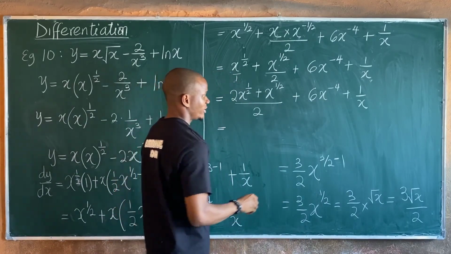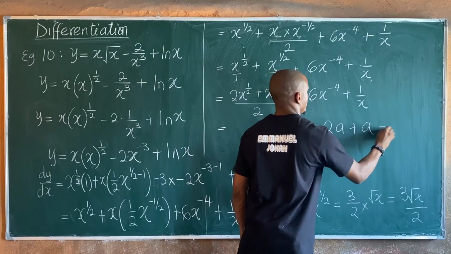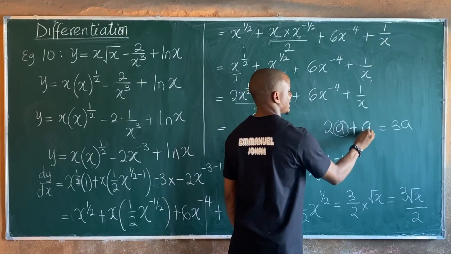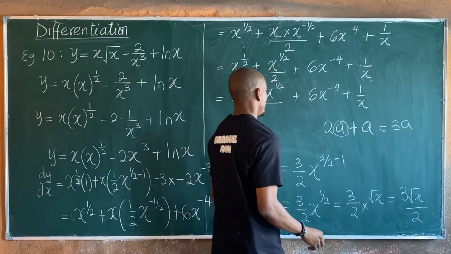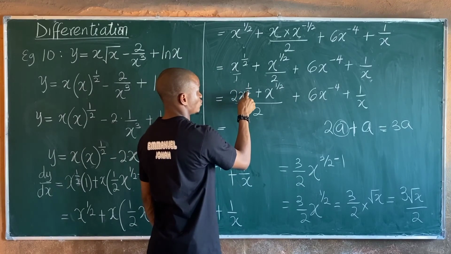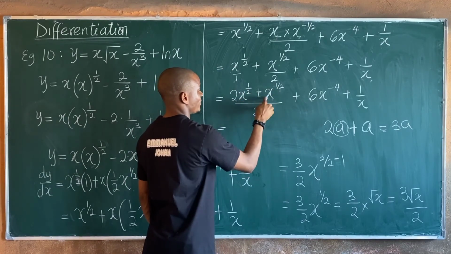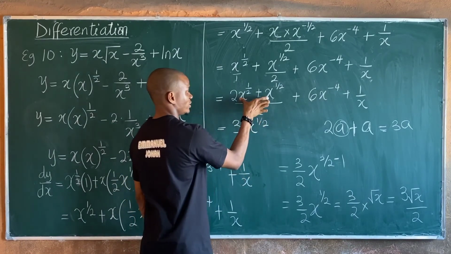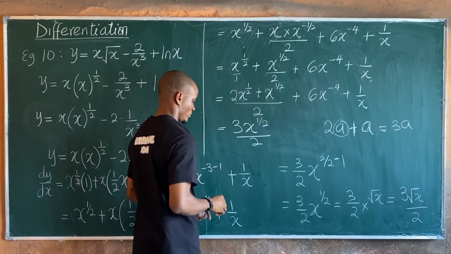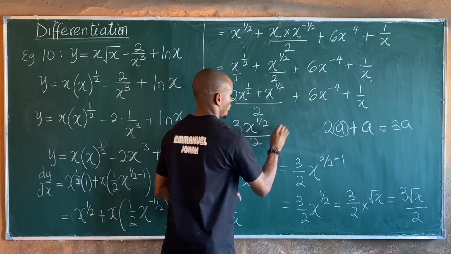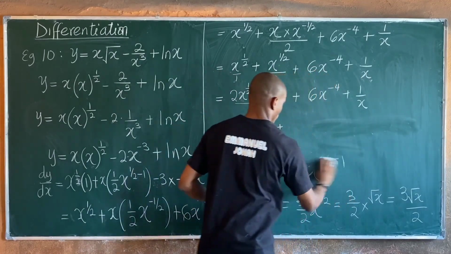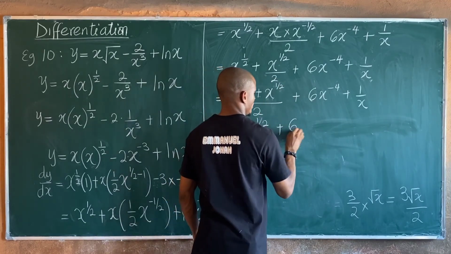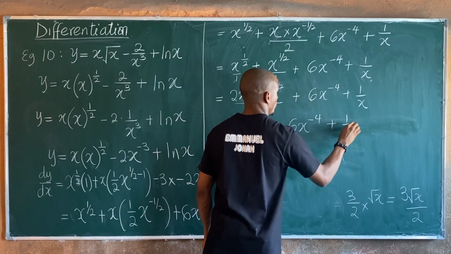If I work on this, we know that 2a plus a is equal to 3a. That means if 2 of a term is added to that same term, it gives you 3 of that term. Hence, if 2 of x power 1 over 2 is added to x power 1 over 2, the same term, it gives you 3 of it. So it becomes 3x to the power 1 over 2, all over 2. I have this. Plus, pick up this one here. So plus, this gives you 6x power minus 4 plus 1 over x.